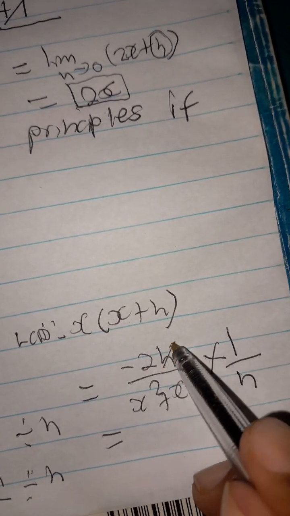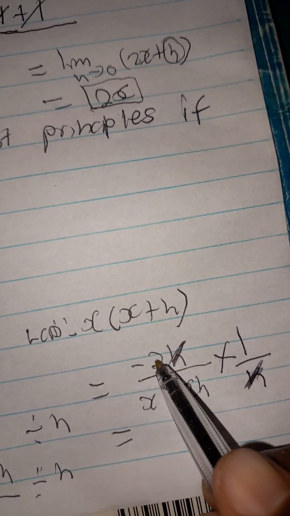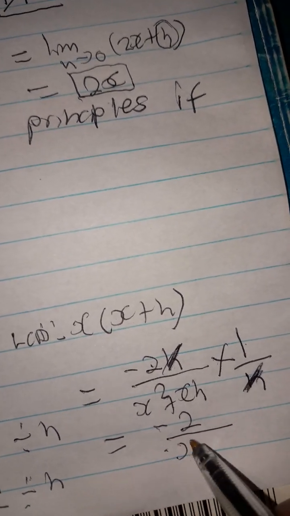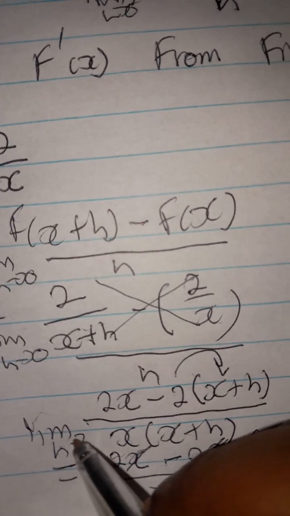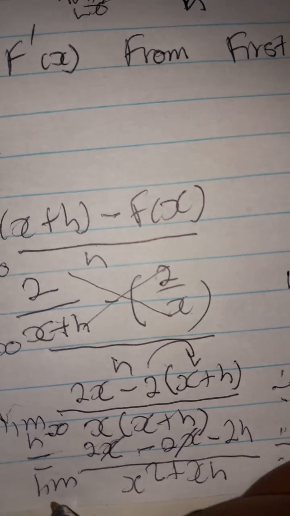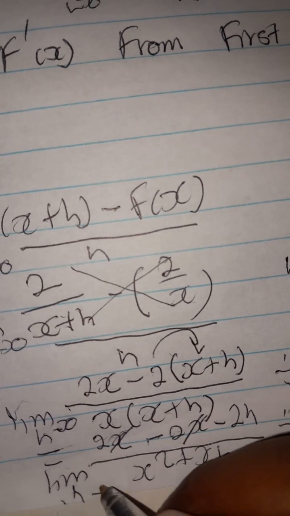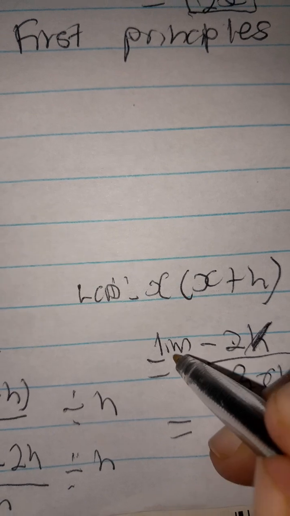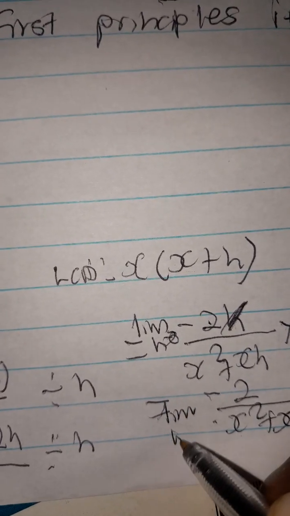So we can see that this h and h, they will cancel each other. What are we left with? We are left with negative 2 multiplied by 1, which is negative 2. So you have x squared plus xh. Guys, do not forget to put limit as h approaches 0. Let me just put limit as h approaches 0. So we'll go with that, limit as h approaches 0. As well here we'll have limit as h approaches 0.